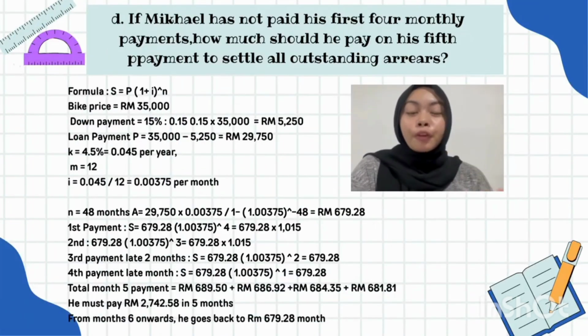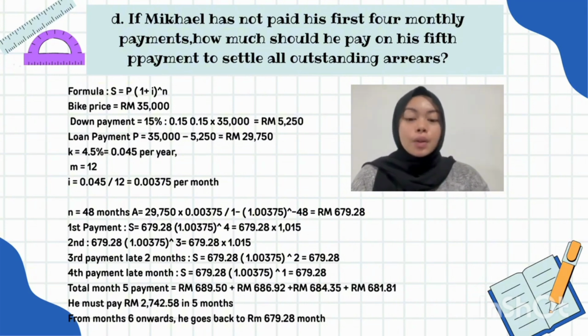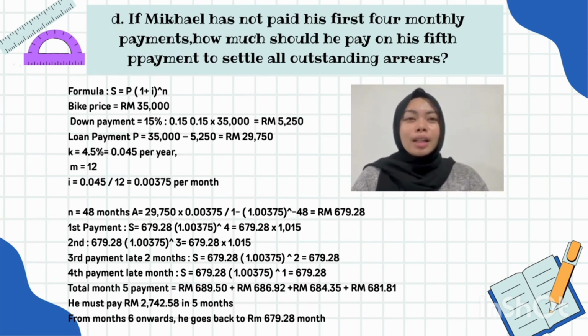Now I'm going to move forward. I'm going to explain question 2B. The formula for this question is S equals P times (1 plus i) to the power n. For the price, as we know, 35,000, and we need a down payment of 15%. So 0.15 multiplied by 35,000, and then we get 5,250. For the loan amount, we calculate again: 35,000 minus 5,250, and then we get 29,750 ringgit. And the k is 4.5%, so we get 0.045 per year, and the m is 12.